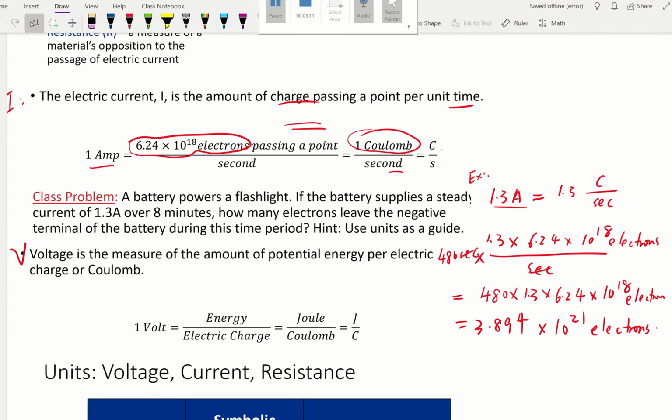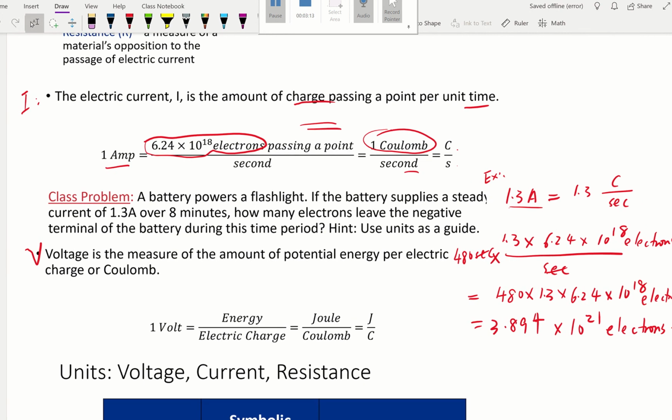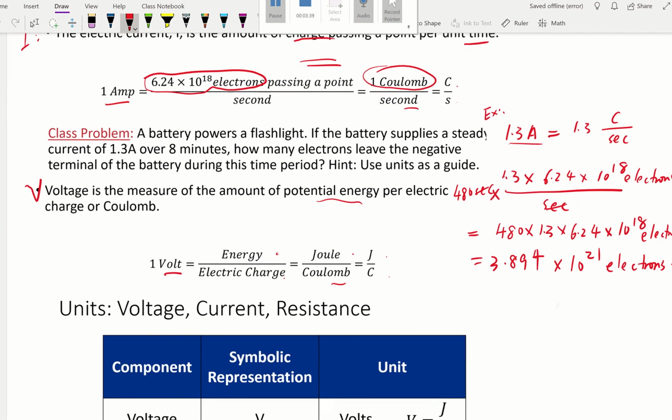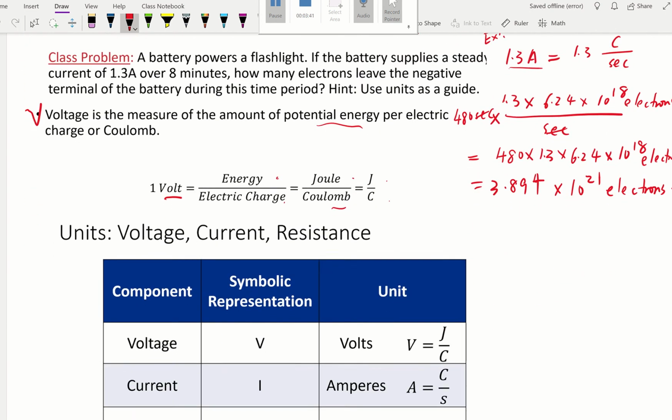Now let's look at voltage. Voltage measures the potential energy per coulomb. So the unit for voltage, 1 volt, is equal to energy per charge. Energy is joule, so potential energy over coulomb. So it's joule per coulomb. Okay, now let's put them together.